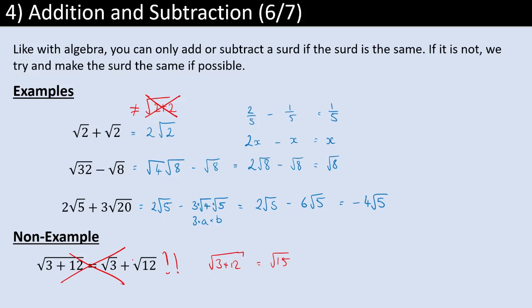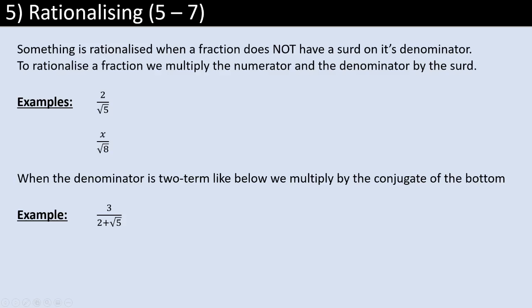Final thing, and we've got 5 minutes left, so this is an ideal amount of time. The last thing we've got is something called rationalizing, or rationalizing the denominator. We say that something is rationalized when a fraction does not have a surd in its denominator. To rationalize a fraction, we multiply the numerator and the denominator by the same surd, and the surd that we multiply is whatever it is on the denominator. So, for the first example here, I would multiply that by root 5 over root 5.